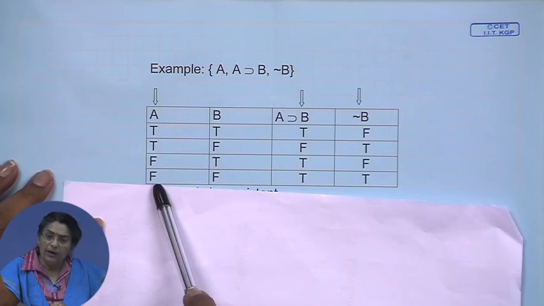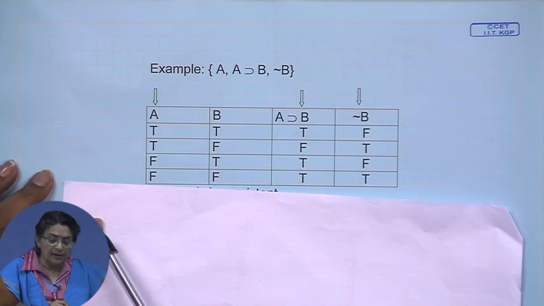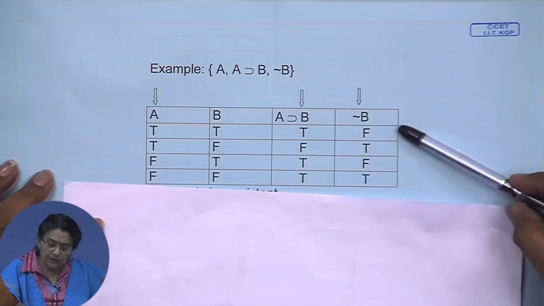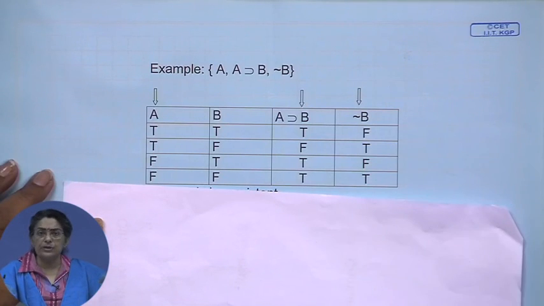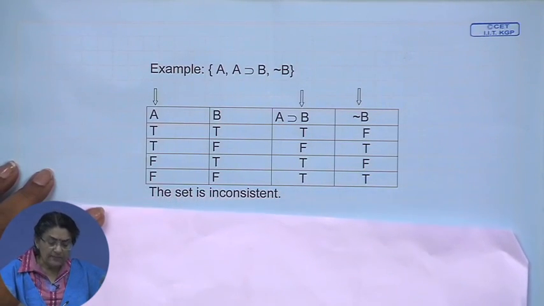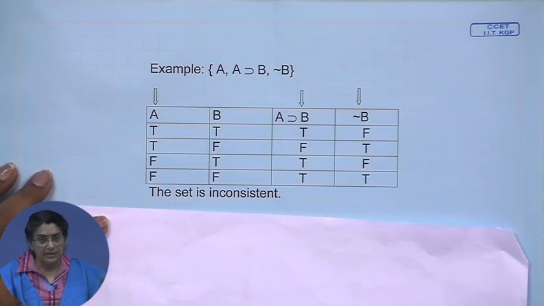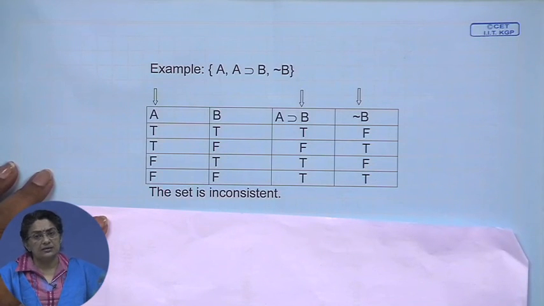Again, you have A as false in the last row. So, you do not have a situation where all the members are true at the same time. You understand? So, there is not even one row in which all the members have come out to be true simultaneously. What does that make the set? The set becomes inconsistent. Okay.